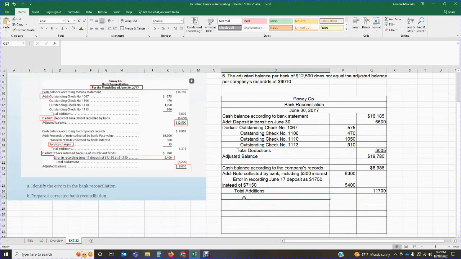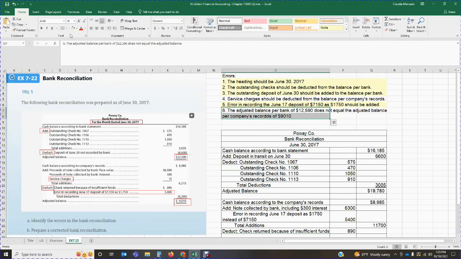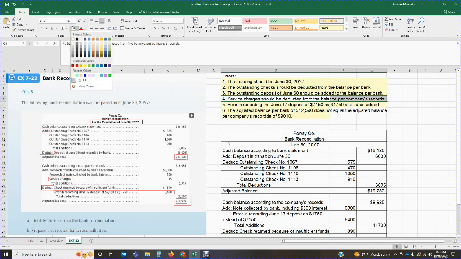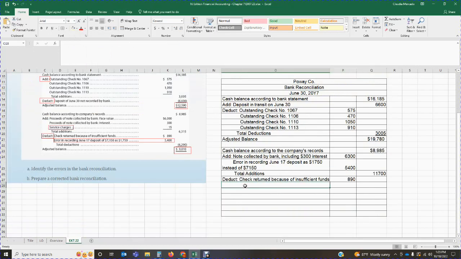Then we have the deductions. Now we have the check returned because of insufficient funds. That's $890. Now we also said that the service charges, we have them under add. Those service charges should be deducted. Service charges should be deducted. That item right there, number 4. So we have deduct.